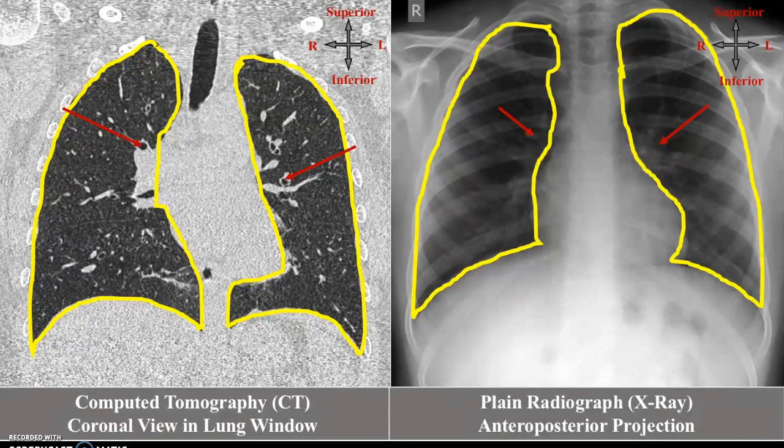In CT, the intrapulmonary blood vessels appear as small semi-radiopaque specks within the lungs, but are not visible in X-ray. The ribs and clavicles appear as semi-radiopaque in X-ray and are superimposed over the lungs.